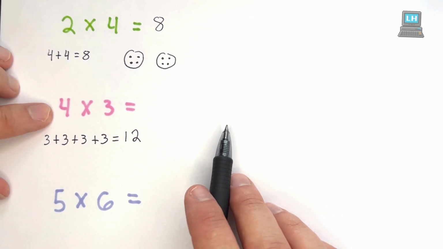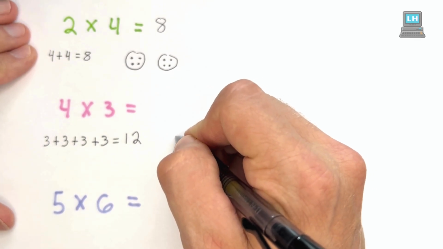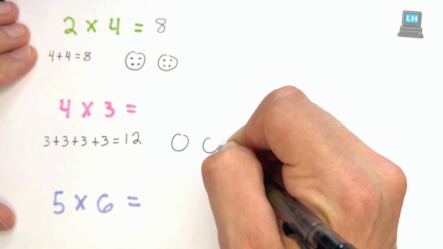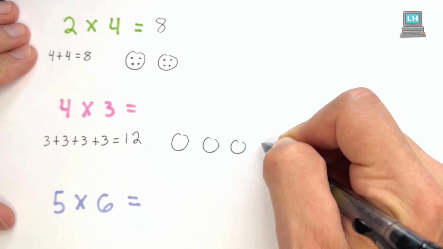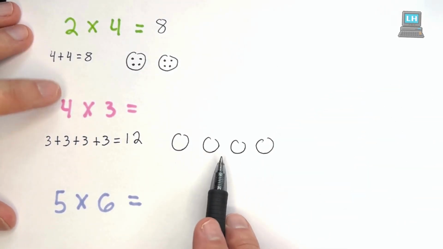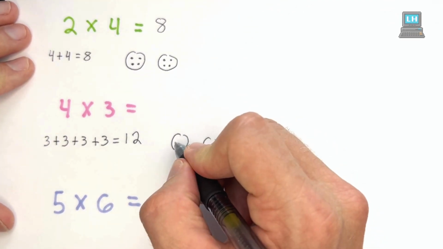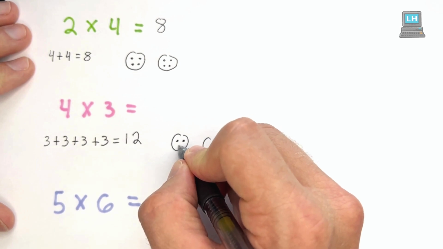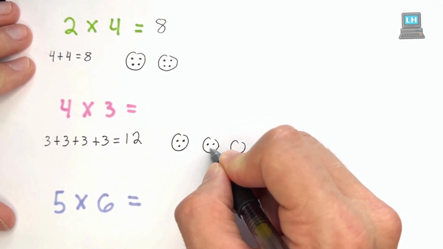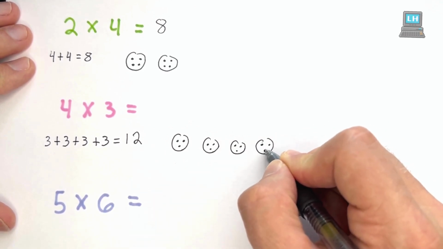Well, I have 4 groups of 3. So I need to draw my 4 groups. 1, 2, 3, 4. Okay, there's my 4, right? Boom, right there. And I need to put 3 dots in each. 1, 2, 3. 1, 2, 3. 1, 2, 3. 1, 2, 3.